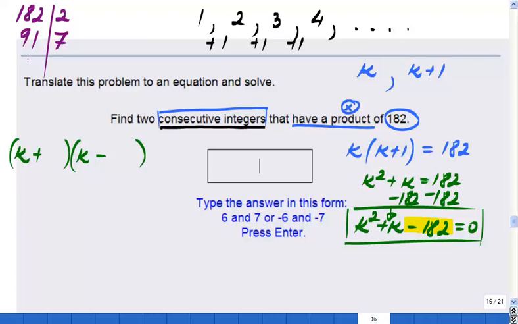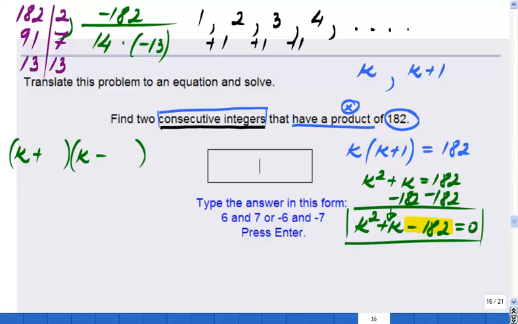And 7 goes in 9 how many times? 1 time. 7 times 1 is 7. Out of 9 would be 2. 7 goes in 21 3 times, right? So I have 13 as the next prime factor. So basically your number can be written as 2 times 7 times 13, but you need only 2 factors here. So looking for factors of 182 or negative 182, the best option would be 14 times negative 13.